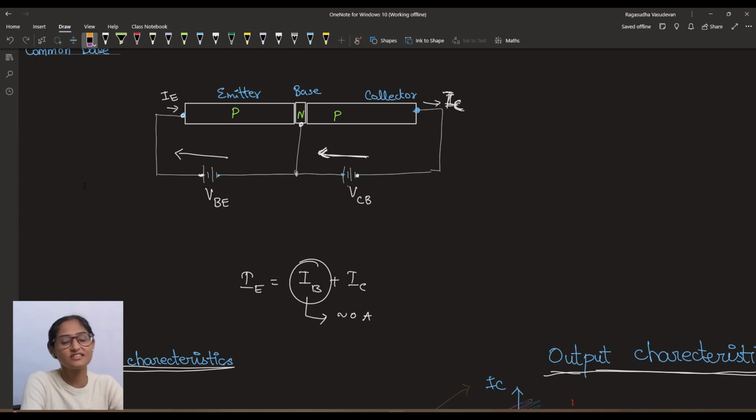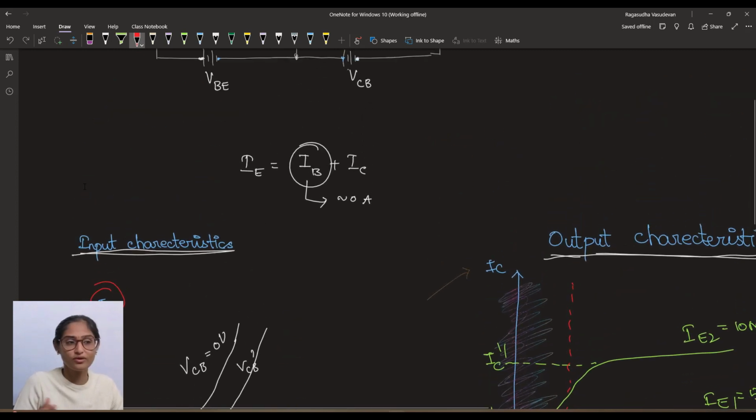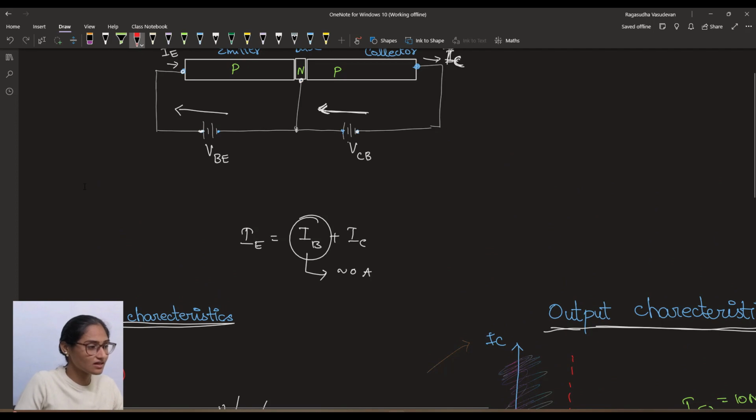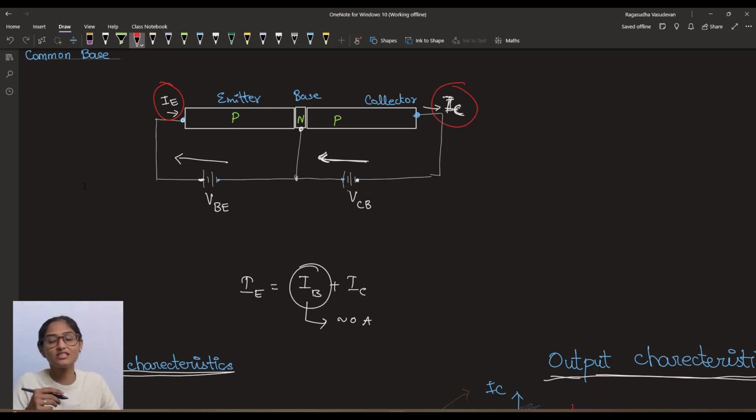The first one is the common base mode. In the common base mode, you will have the base of the transistor common between the emitter and the collector, and this is how the input characteristic is. The input characteristics describe how we are getting the input current IE flowing into the BJT. This IE is the input current and IC is the output current. And we have discussed this in detail in the previous video.